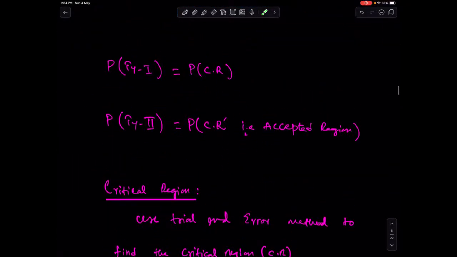So, the probability of type 1 error is the probability of critical region, and the probability of type 2 error is the probability of accepted region.